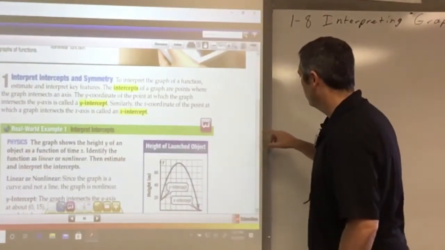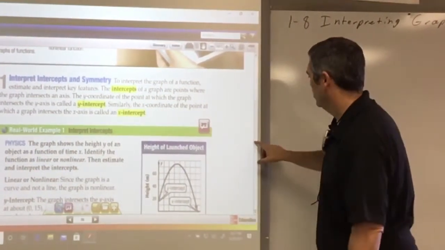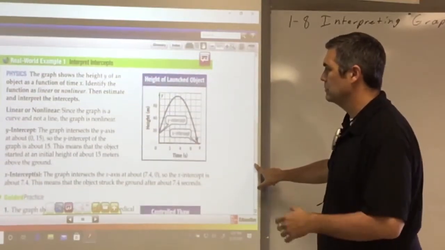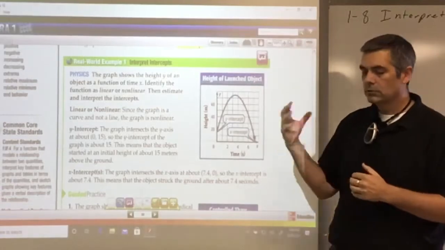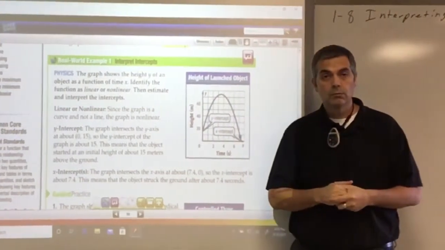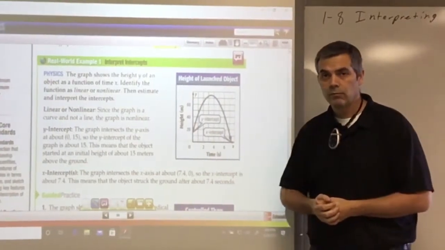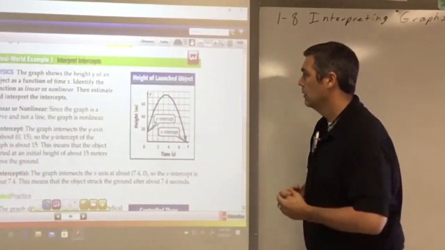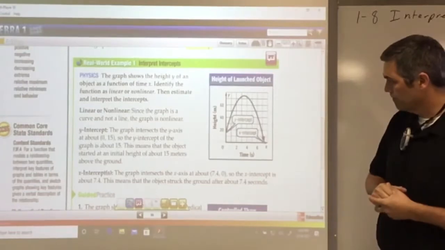Okay, so these are important. They were important last year. They're just as important this year. You've got to be aware and pay attention to what you're looking at. So what I'm going to do is go through a lot of real world examples. A lot of them are really good. We're going to look at them so you understand what you're looking at whenever I give you your work. Okay, so real world example one, interpret intercepts.